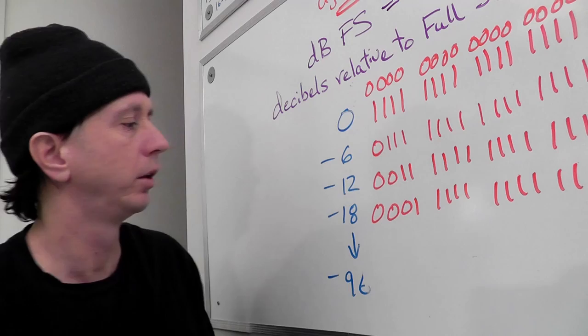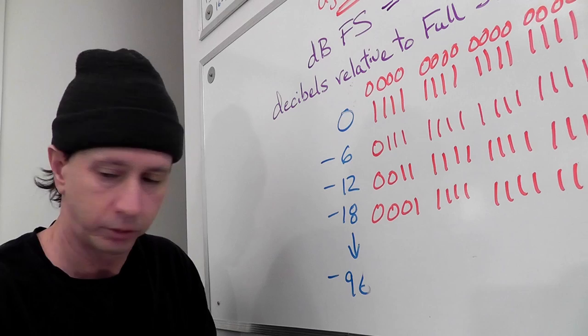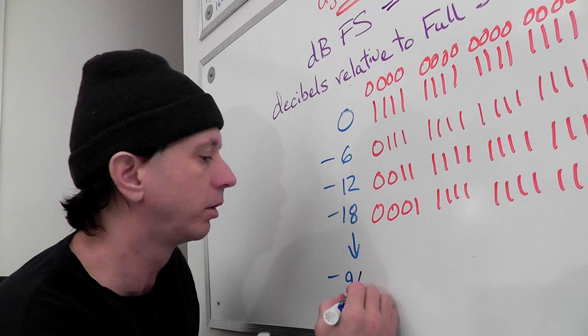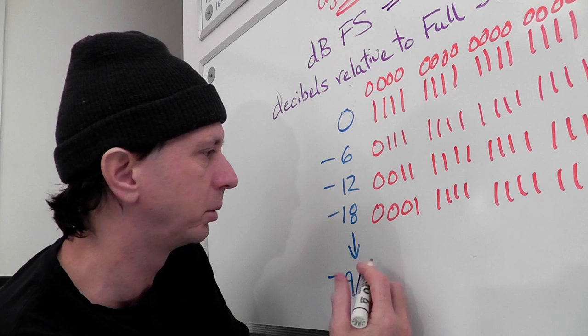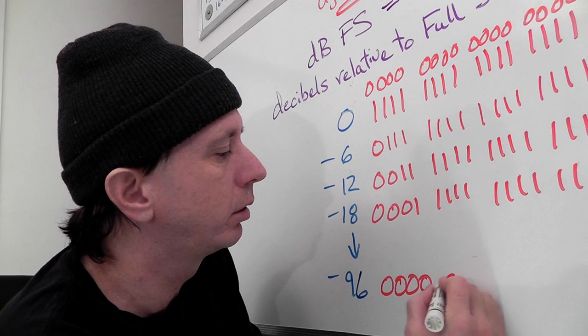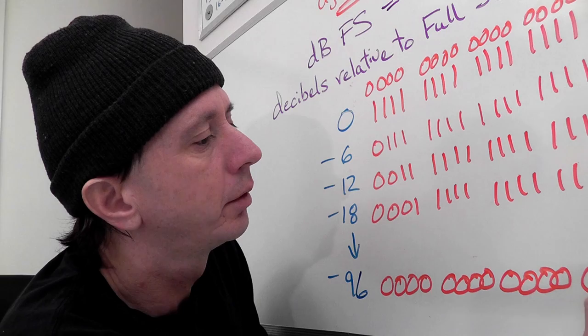And when you get down to your lowest possible value, negative 96, or negative 90 in some systems, I think that kind of confused me. But you get to the lowest possible value, 0000000, okay? And you can't get below that level.